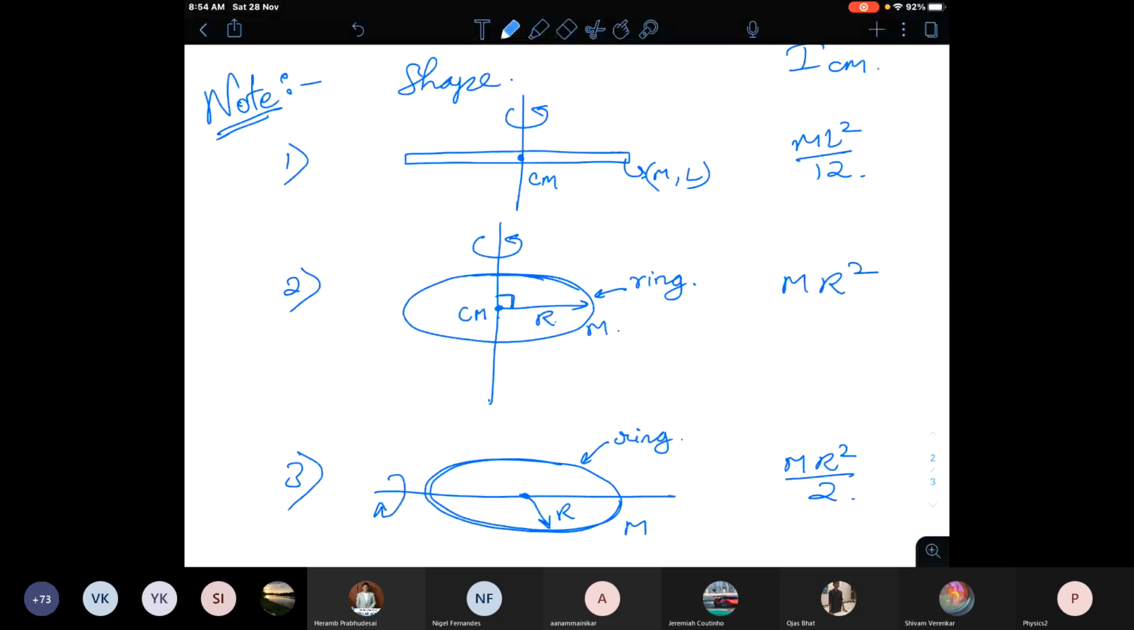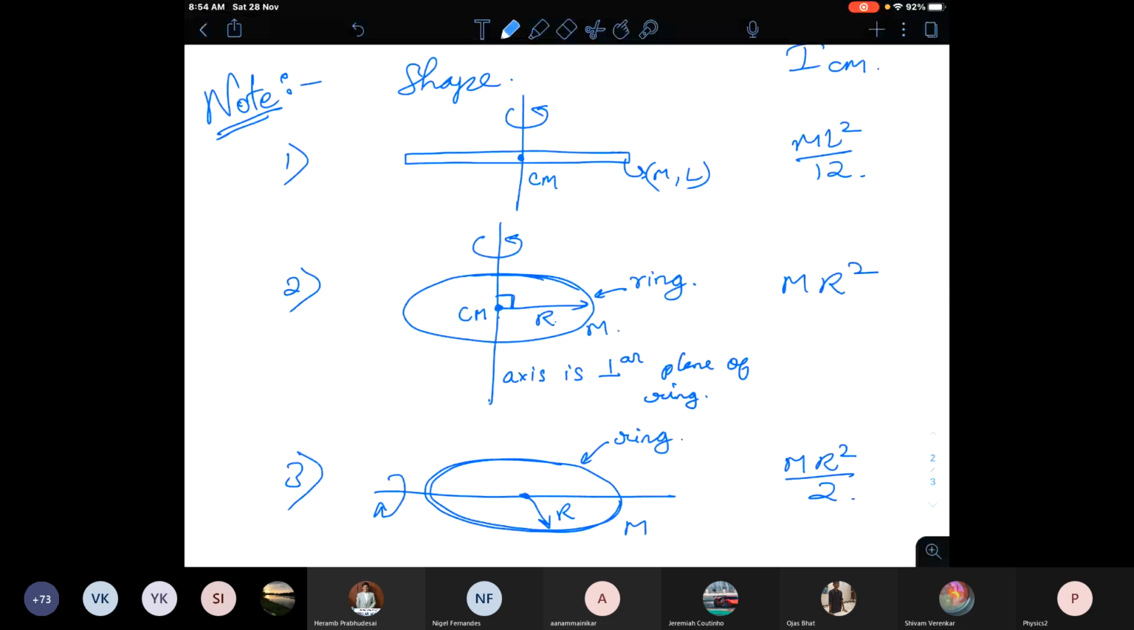So where was I? Moment of inertia. We are trying to write the different moments of inertia of different shapes about their centers of mass. In the second one, if you see, the axis is perpendicular to the plane of the ring. It is passing through the center of mass, no doubt, but the axis is also perpendicular to the plane of the ring.